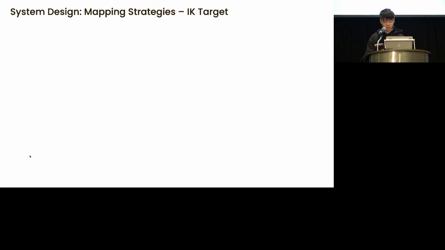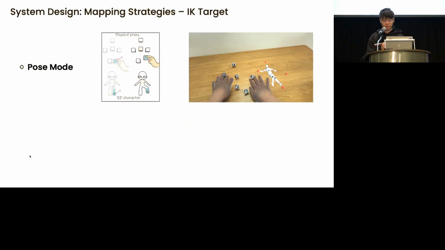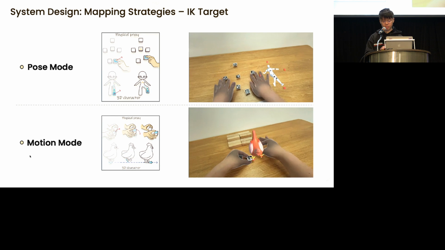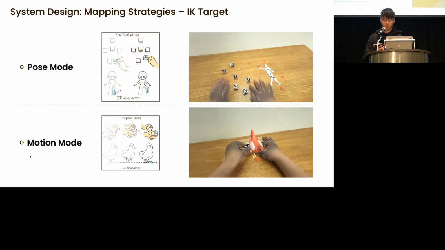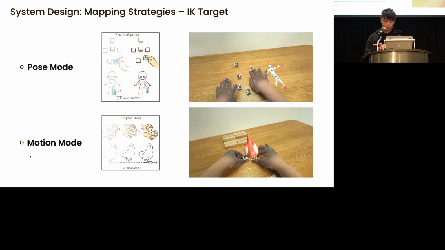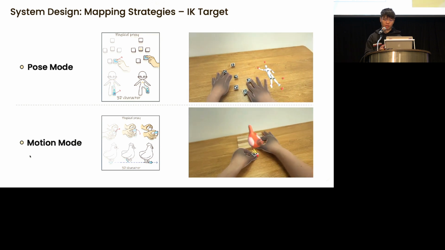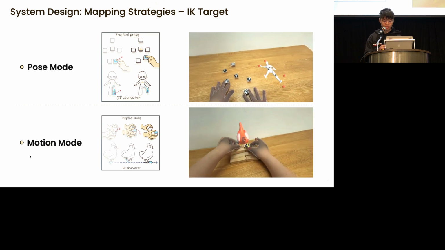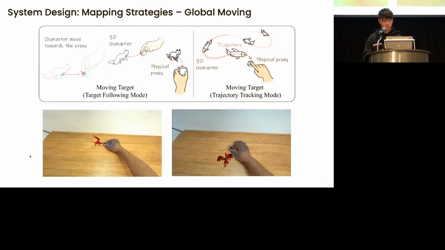For the mapping strategy, we support linking the marker position to inverse kinematic targets. There are two modes for this. In pose mode, you can control every part of the character in detail using the physical proxy. But sometimes you don't need that much precision, like when we just want to control the two feet for a walking animation. For those cases, we also offer the motion mode, where you only manage the key parts.